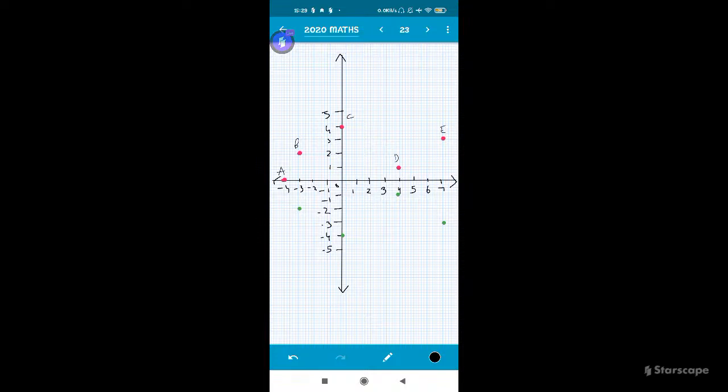So now we are going to name it A dash, B dash, this is B dash, C dash, this is C dash, this is D dash, and this is E dash. We have successfully reflected them on the x-axis. Now we have to join these points with one another, A, B, C, D, E.